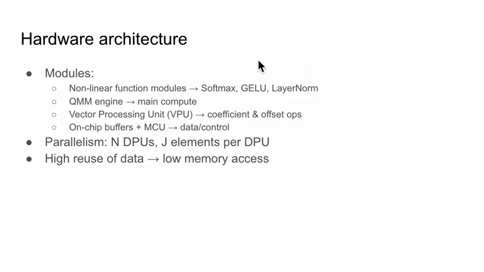So the QMM engine handles most computation. We will talk about it in the next graph. While the VPU applies full precision coefficients and offsets. Nonlinear functions like softmax and GELU are processed in full precision as they are less computationally intensive. On-chip buffers and an MCU handle input storage and control signals, ensuring smooth data flow and high efficiency.